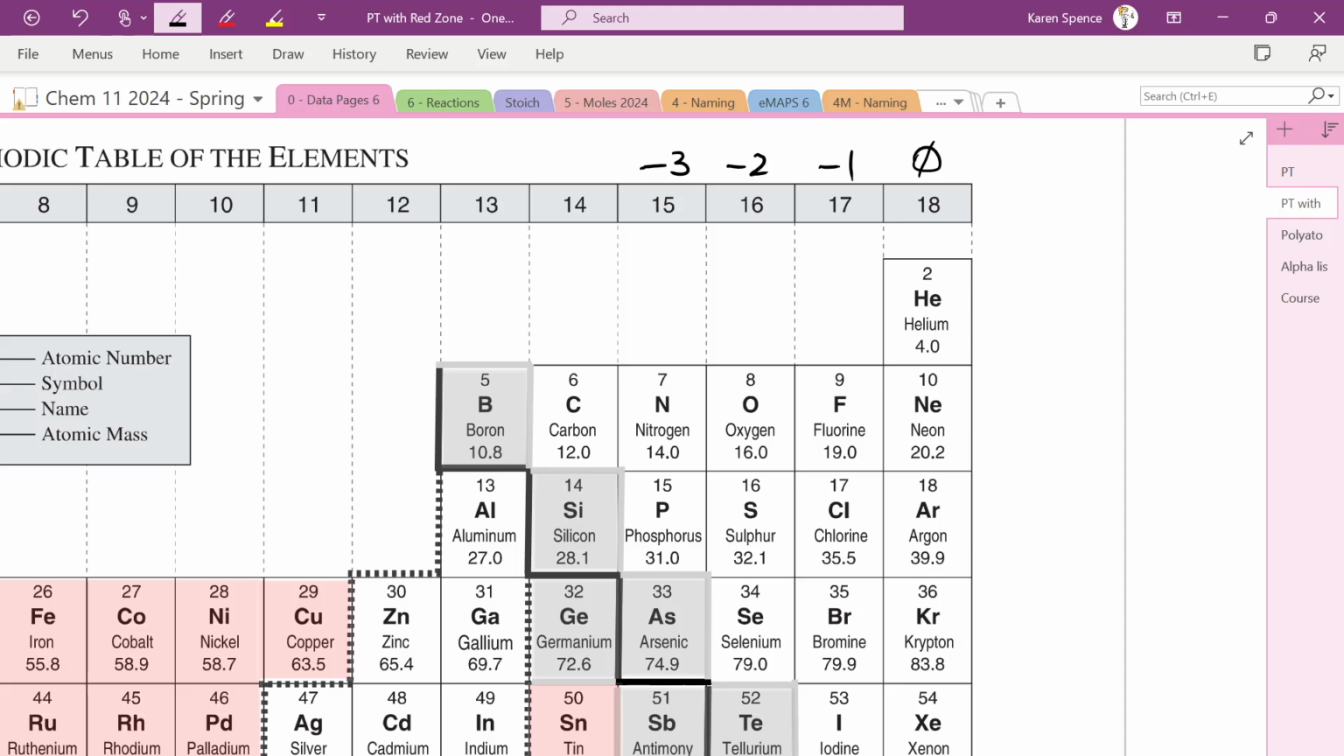And then you might notice there's a few places on the periodic table that we don't have. The boron group and the carbon group, these guys form covalent compounds, not ionic bonds. If they're not forming ionic bonds, they're not forming ions. Therefore, do they have a charge? Nope.